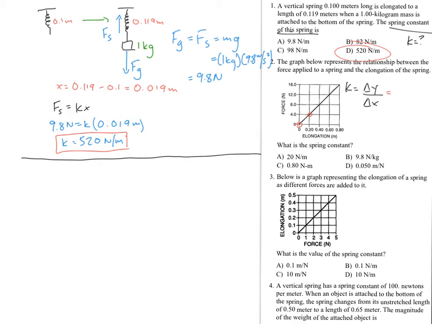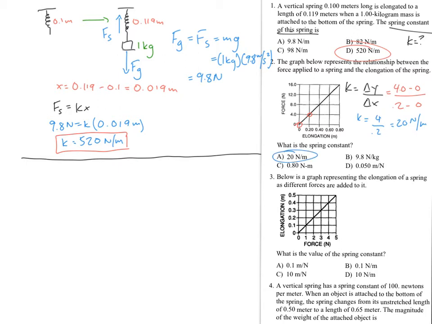Let's look over here, from 4 to 0. So 4.0 minus 0 over the change in x, which is from 0.2 to 0. And so k is equal to 4 divided by 0.2, which is the same as 4 times 5, and that's equal to 20 newtons per meter. Okay, choice A.